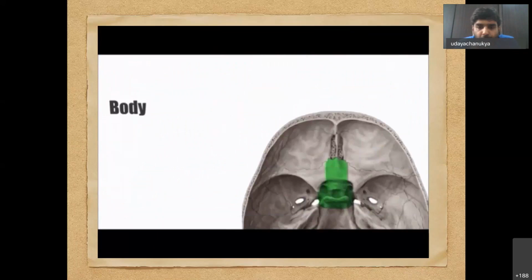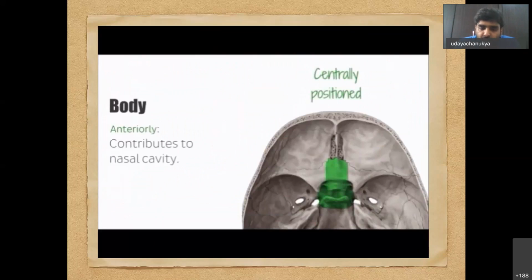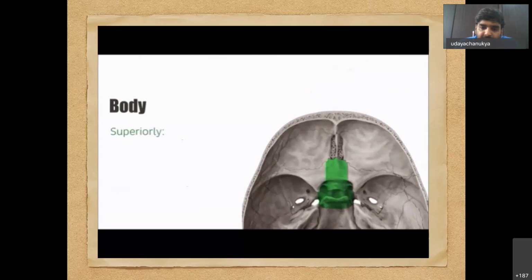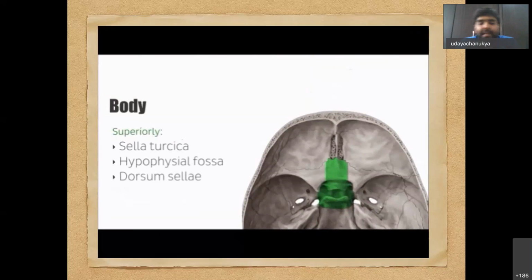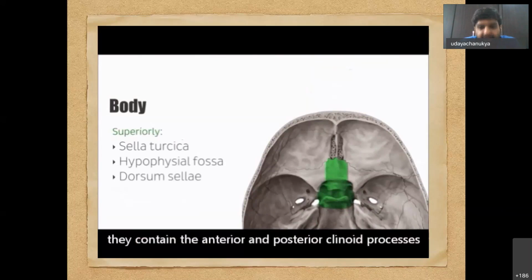Coming to the body of the sphenoid bone, it is a centrally positioned structure which contributes anteriorly to the nasal cavity, and laterally to the medial wall of the optic canal, through which the optic nerve and the ophthalmic artery enter. Superiorly, it contributes the sella turcica, hypophyseal fossa, and dorsum sellae. These contain the anterior and the posterior clinoid processes also.